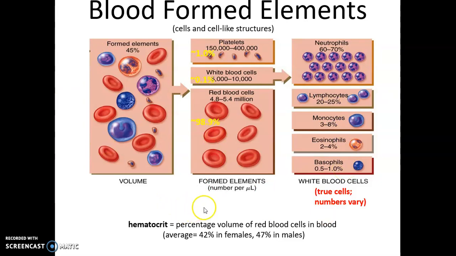Finally, another important point, the term hematocrit, you may have run into looking at blood tests from, say, a physical. Hematocrit is the percentage volume of the red blood cells in blood. So how much of the overall volume of the blood is red blood cells. And that varies a little bit based on gender and other issues, but on average it's 42% in females and 47% in males. So 42 to 47% of your blood by volume should be red blood cells.